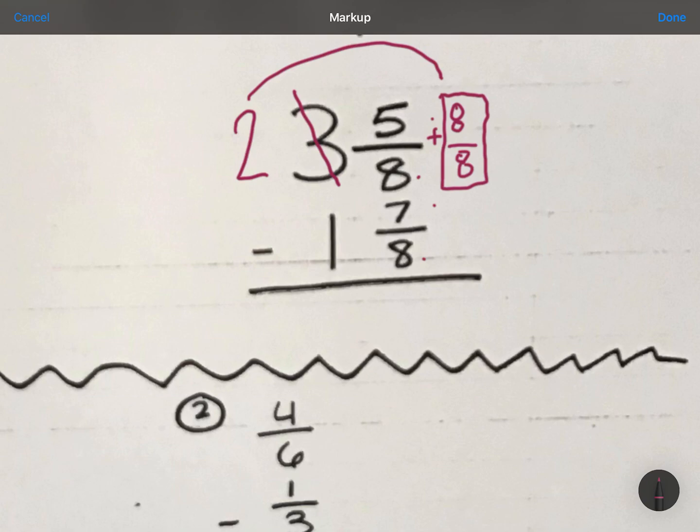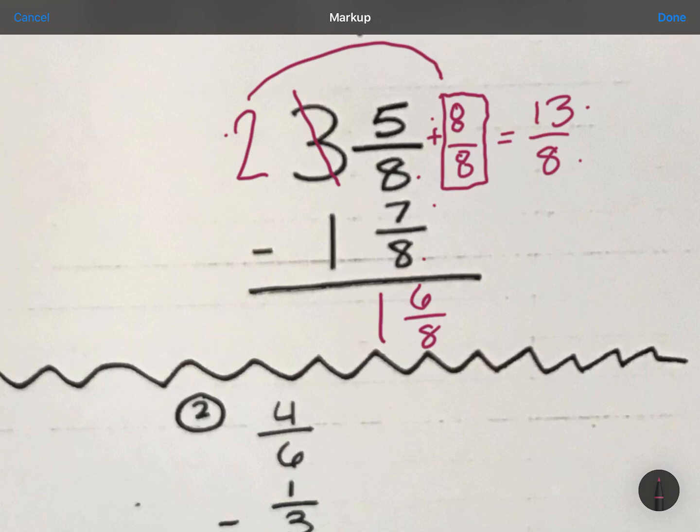So now when I add those two together, I have 13 over 8. So my real number is a big 2 with 13 over 8. I'm now able to subtract, which gives me 6 eighths. 13 minus 7 is 6. 2 minus 1 is 1. So 1 6/8 is going to be the answer to that problem.